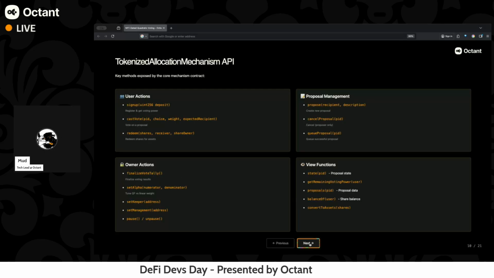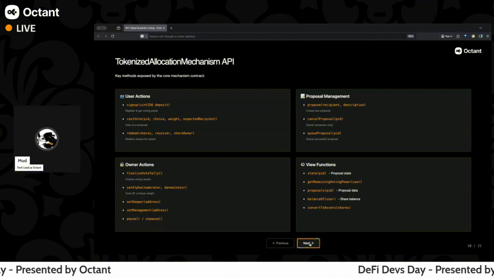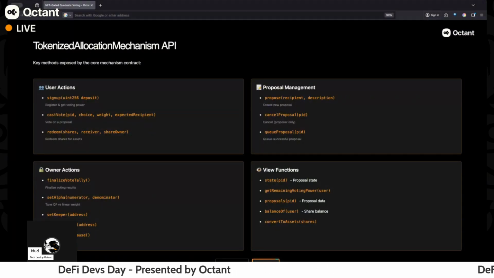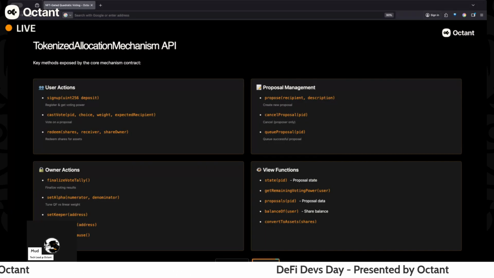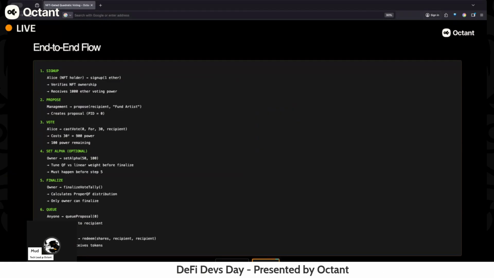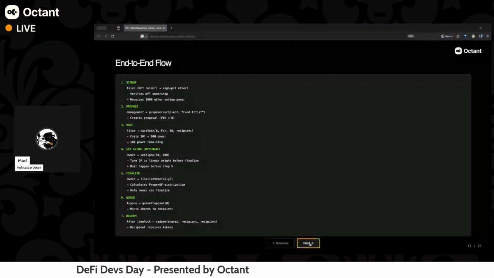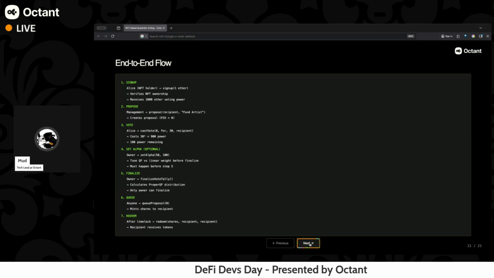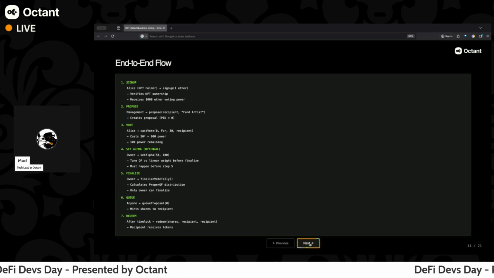Except for all the things that you get for free. All of these user actions, proposal management and view functions are part of our API or ABI for the smart contracts that you can call in order to manage voting. And it lines up to an end-to-end flow for voting that includes signing up, proposal management, so this is defining who the projects that people can vote on are, or the initiatives that things will be split. The voting.